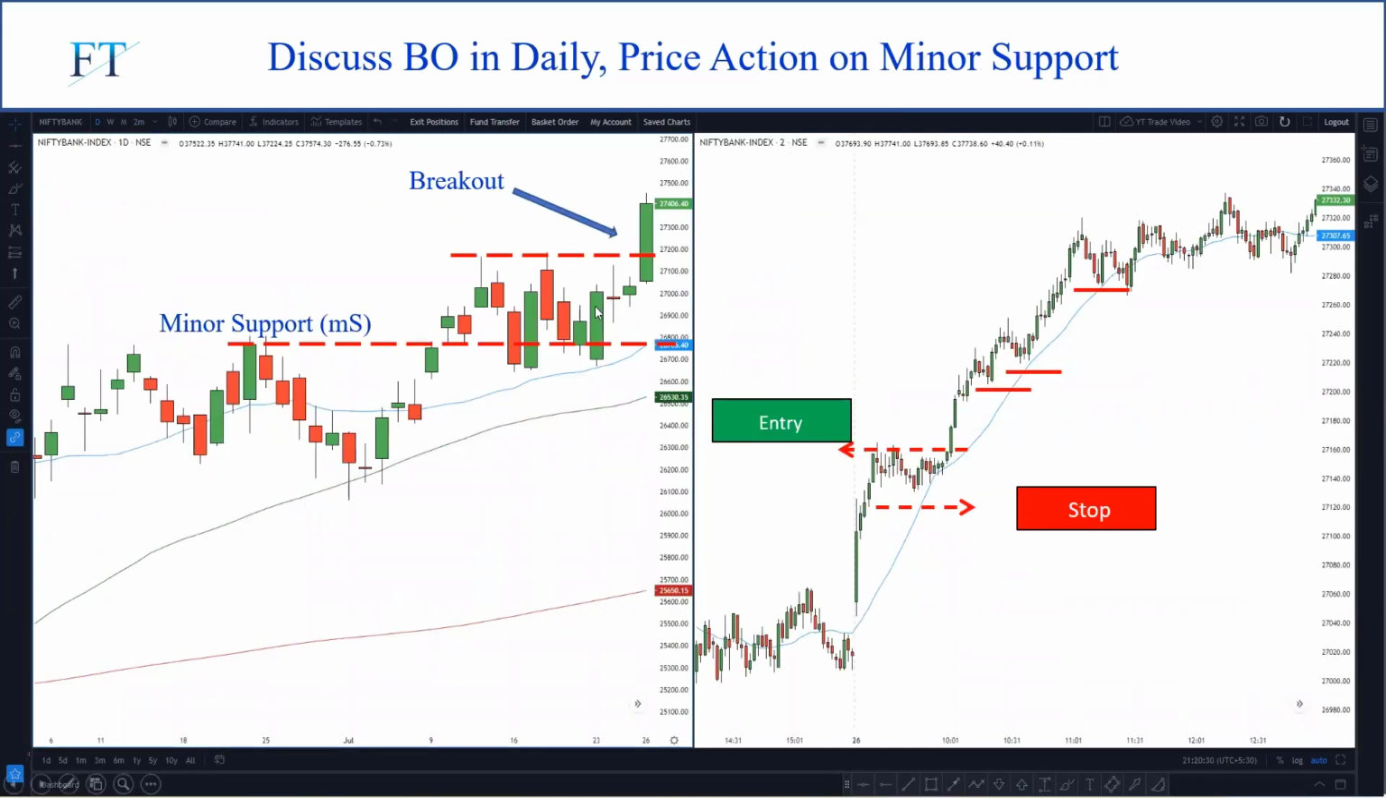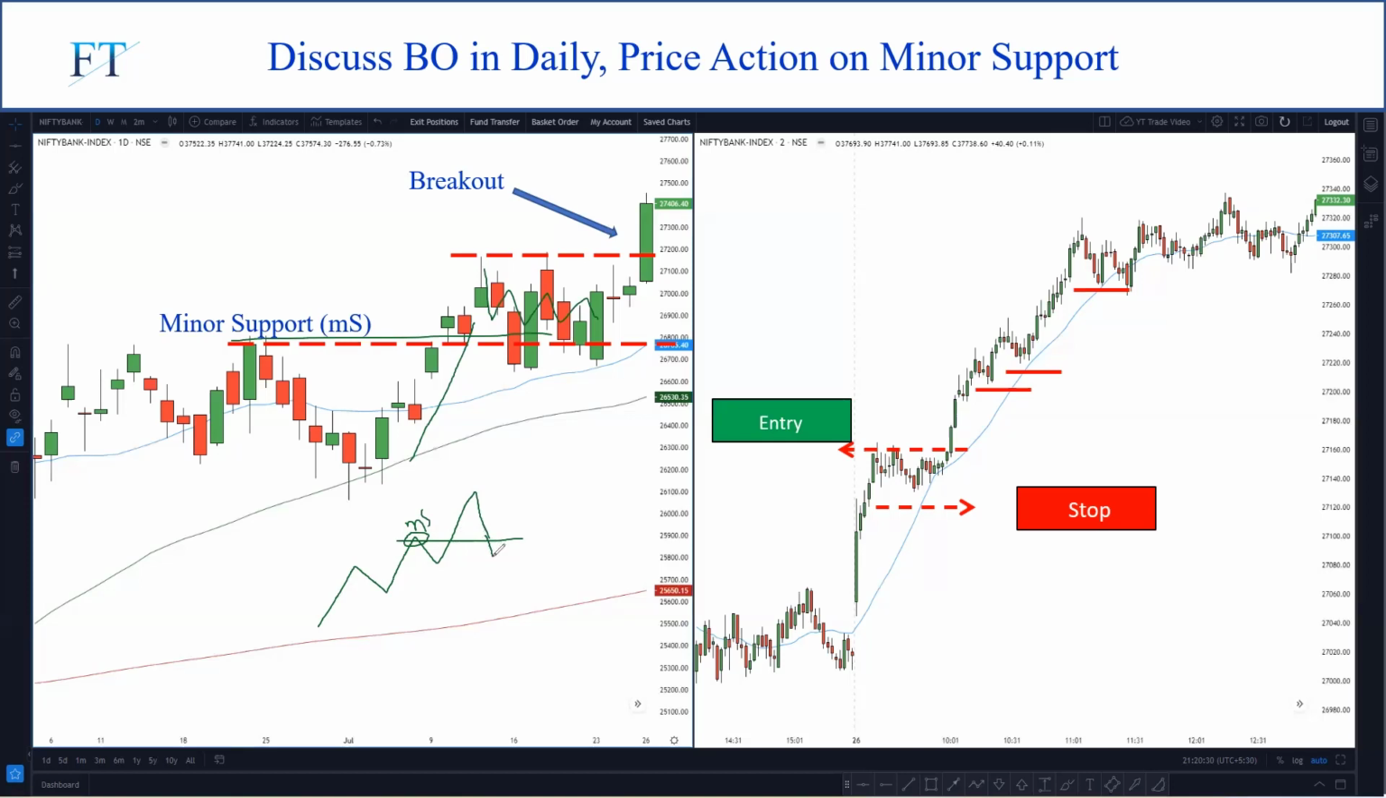Okay, so this is in this chart. What do we have? We have another breakout setup in the daily time frame. Okay, so now what do we have here? Apart from this breakout, you can see that we have a strong momentum move, and then prices have consolidated on the minor support area. Now what is a minor support? So let's say prices are making higher highs and higher lows. So when they come back and rest at the previous high, this is called a minor support area.